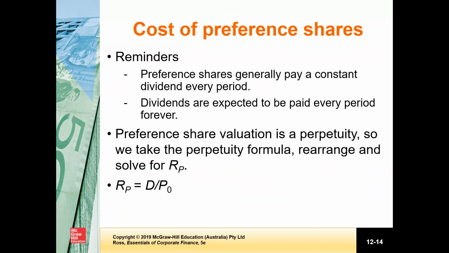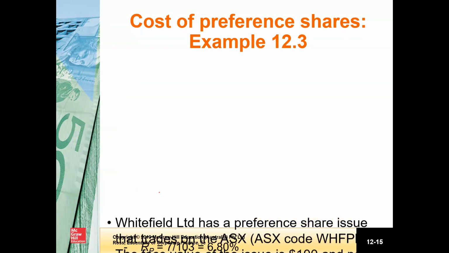The next is the cost of preference share. Determining the cost of preference shares is quite straightforward. Why? Because preference shares normally have a fixed dividend paid every period in perpetuity. That's why a preference share essentially is a perpetuity. So you know that the required rate of return, or the cost of preference share, should be the dividend divided by P0, where P0 is the current price. This is the straightforward way to calculate the cost of preference shares.